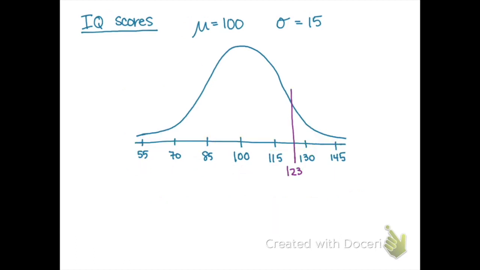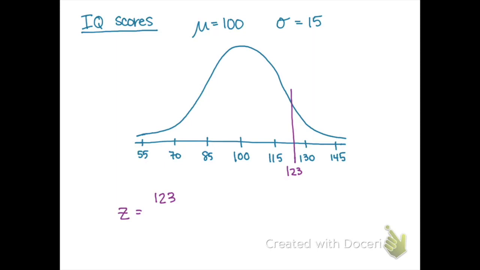Let's calculate the z-score for an IQ score of 123. Because I have this normal distribution drawn out to look at, I can determine that the z-score for 123 will be positive because it is larger than the mean, and I can also determine that my z-score will be somewhere between 1 and 2 because 123 falls within the first and second standard deviation from the mean.